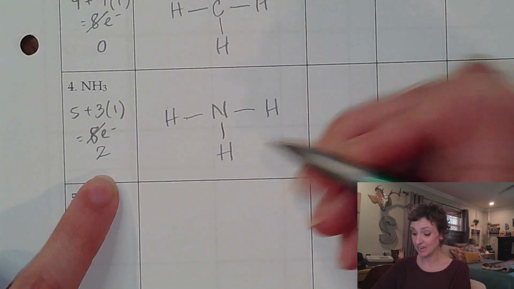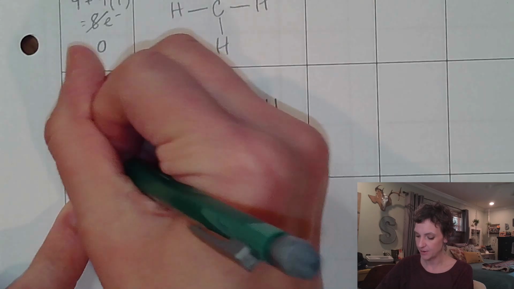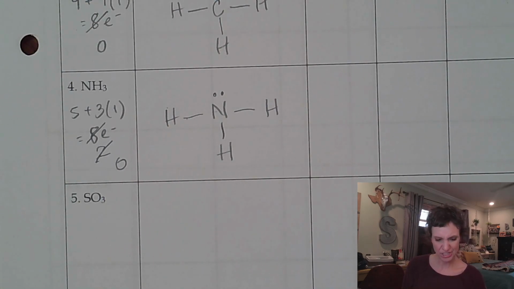Luckily, I have 2 to give him, and I'm going to give it to him in a lone pair on that central atom, which means I've completed it. Everybody is happy. We are feeling good. Okay, I actually think I want to come back to number 5.